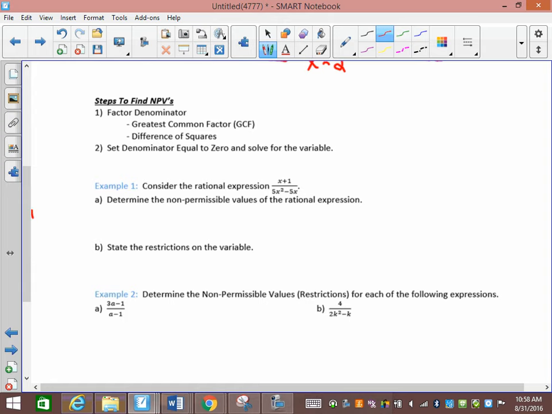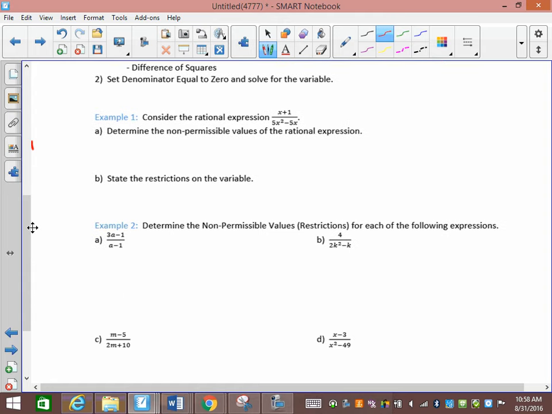Okay? So for this question here, example 1, consider the rational expression (x plus 1) over (5x squared minus 5x). A, determine the non-permissible values of that rational expression. Okay. Do I care about the numerator at all, if I'm just asking for non-permissible values? No, I don't care about the numerator. I care about the denominator. First step, that is a funky looking denominator, so I'm going to try and GCF it or factor.